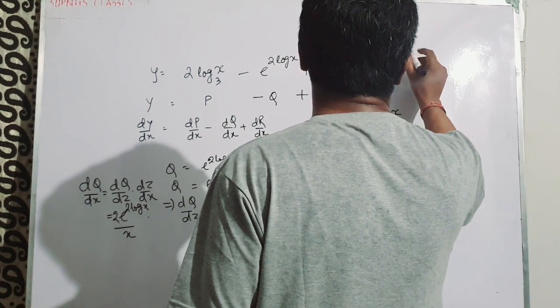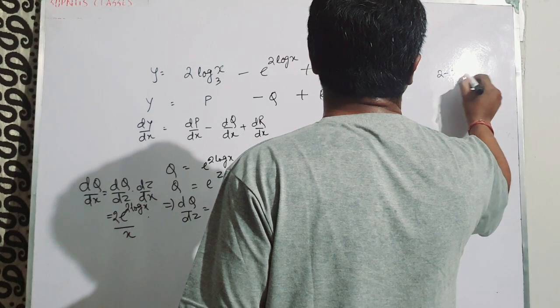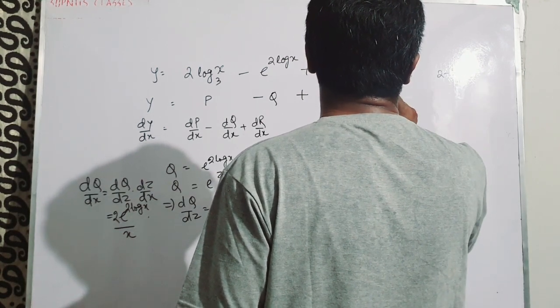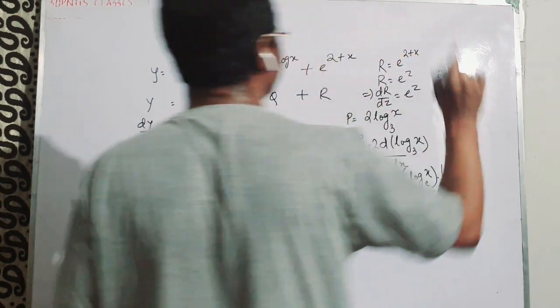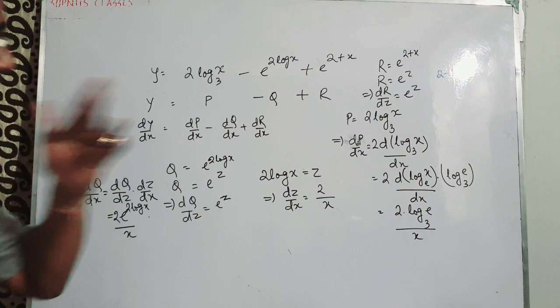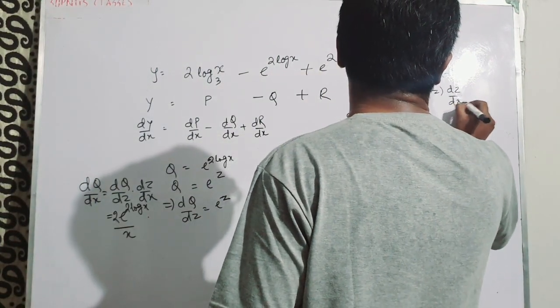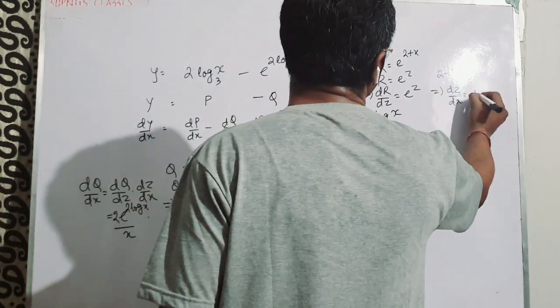Now coming to r. r is equal to e to the power 2 plus x. So 2 plus x का तो हमको मालूम नहीं. I'll take 2 plus x as z. ठीक है? So I can write r is equal to e to the power z. So dr/dz is equal to e to the power z. है ना? And then I can easily find out dz/dx. d2/dx is 0, dx/dx is 1.